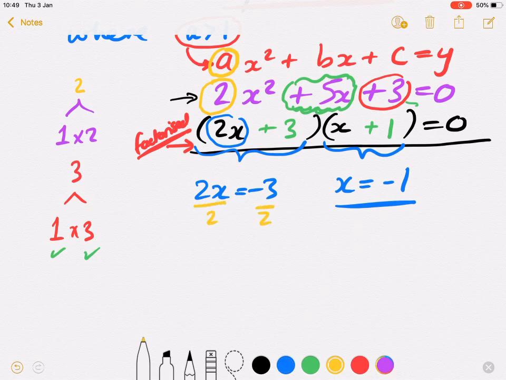Now, one thing I must say here, students get a bit worried when they get this kind of answer. So you get here -1.5. Students see negative answers, fractional answers, negative fractional answers, and think they have made a mistake. No, you haven't made a mistake, as long as it's correct. So the answer here is x equals -1.5, and x equals -1.